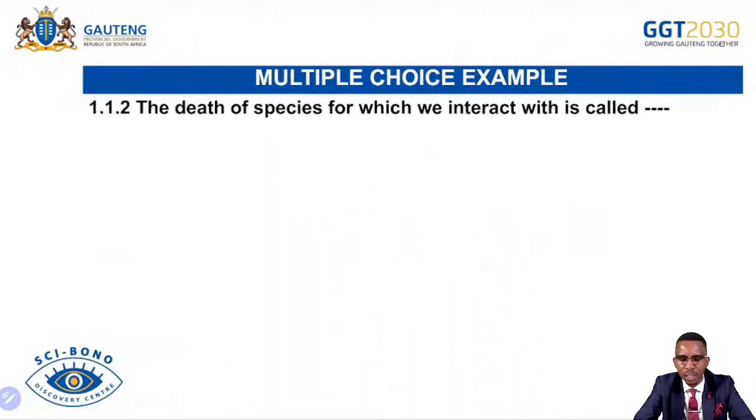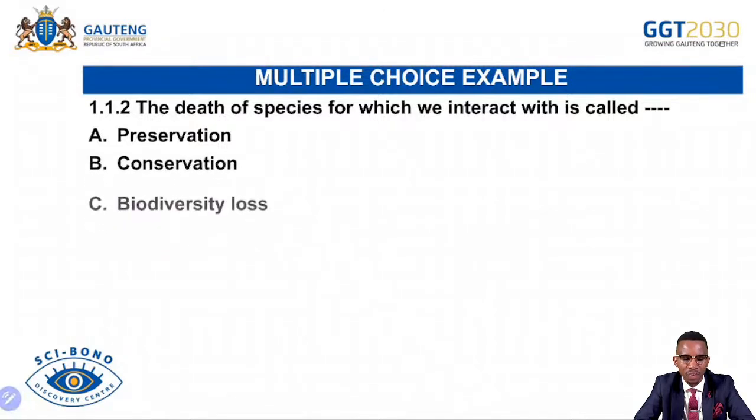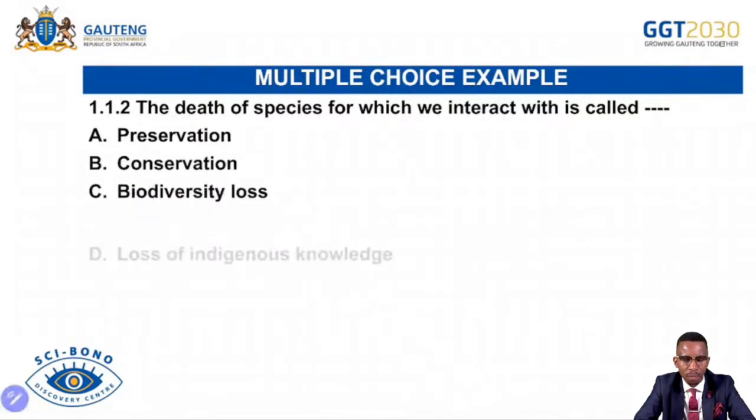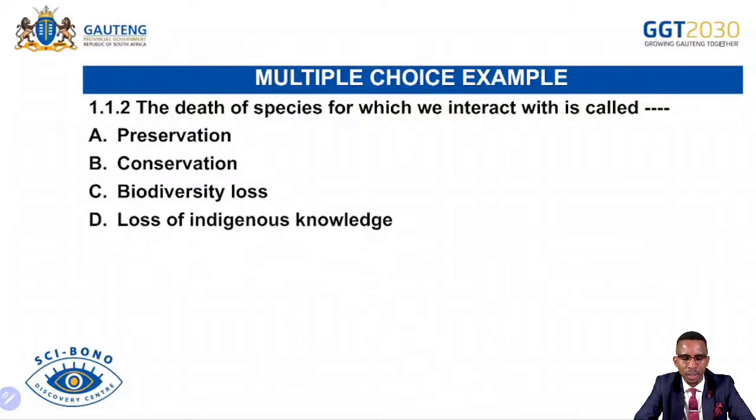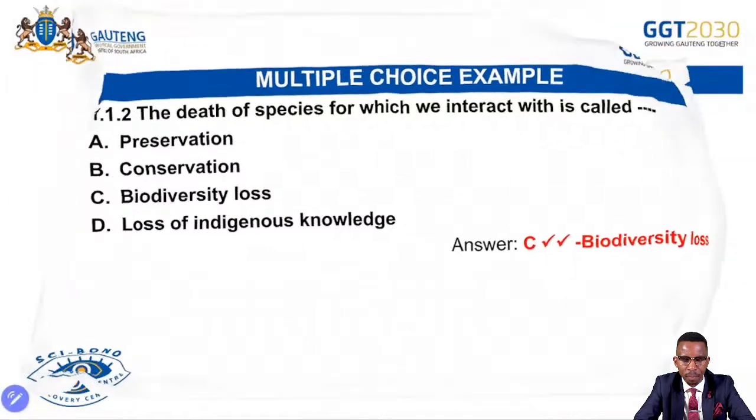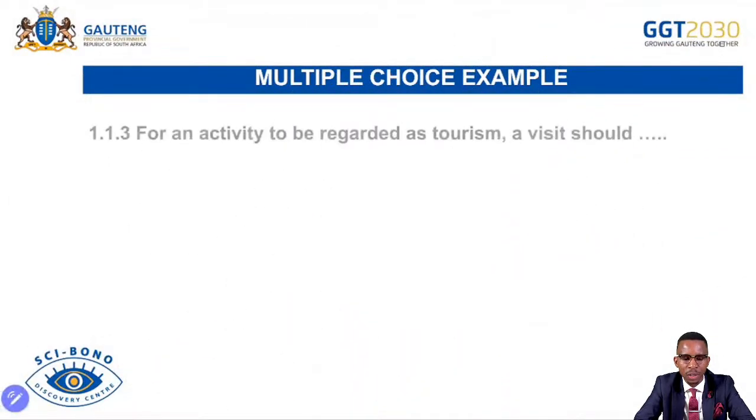The death of species with which we interact is called, this is under environmental sustainability. So you need to check in this case also, if we talk about the death of species, that obviously talks to the loss of biodiversity. So in this case, let's check if that answer is provided in here. We have preservation, conservation, biodiversity loss, as well as loss of indigenous knowledge. Then we go there, biodiversity loss. Then we continue with the multiple choice.